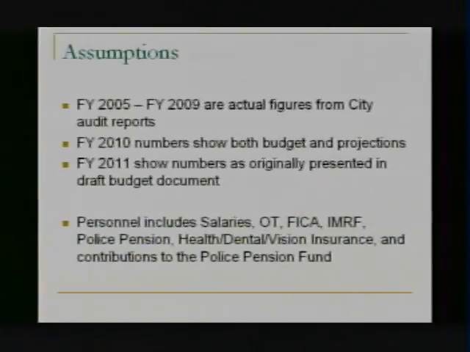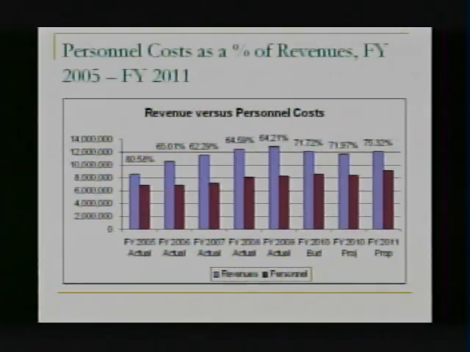Fiscal 11 is what we gave to you close to a month ago, what Manager Douthwaite is referring to as option A. The personnel costs include salaries, overtime, FICA, IMRF, insurance, and police pension contributions. So it is all rolled up into one thing, since those are all true costs of employing someone. So we go back to fiscal 05 actual. The percentages are total personnel costs as a percentage of revenues. As you can see, in 05 it was around 80%.